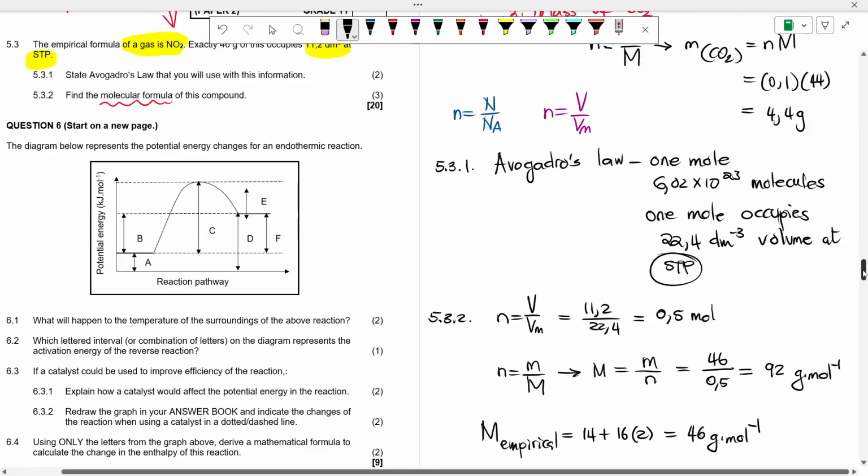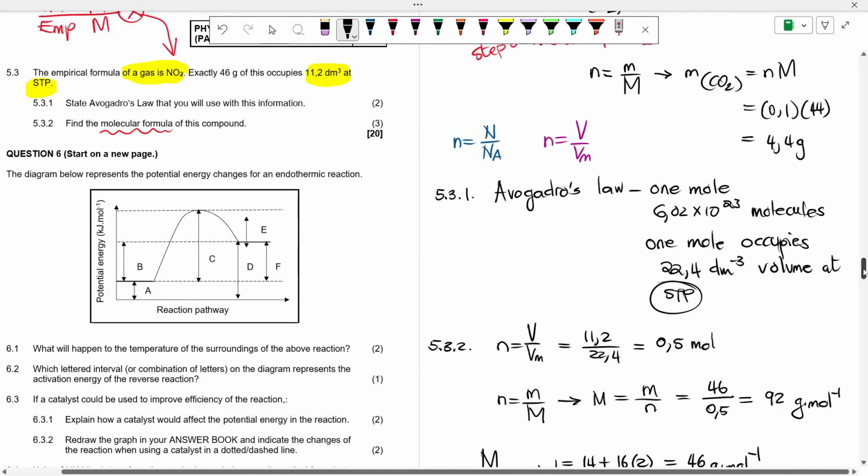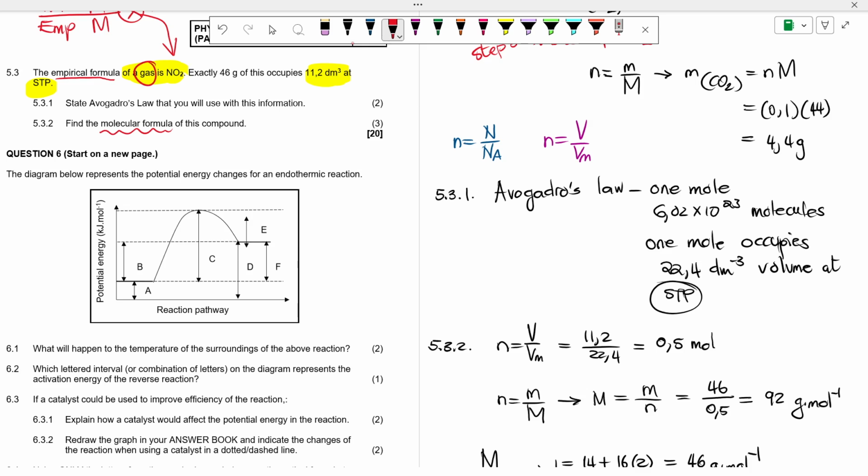Yes. Sure. So we are given, if we read the question, they say the empirical formula of a gas is this. So what I extract from that is that I'm given the empirical formula, fine, and they say it's a gas, so I can use N equals V over Vm, and then they say there's 46 grams. That's what I just take. It's the mass of this molecule, and they say it occupies a volume of 11.2.